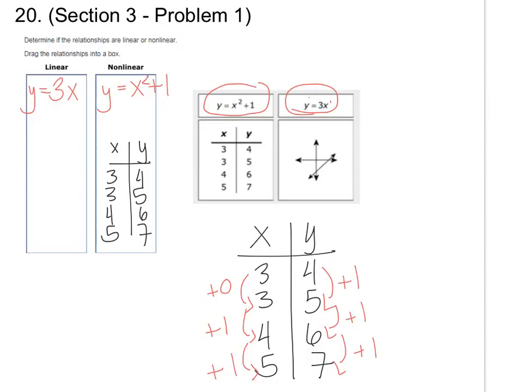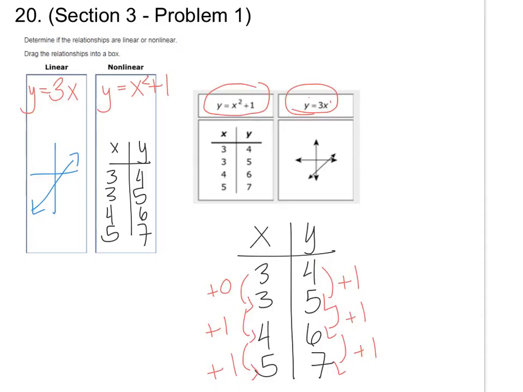And then if we look at the graph right here, a linear function, or linear relationship, would mean that it is a straight line. And the graph that they give us is a straight line, so you would put that over here in the linear. So a linear relationship would be a straight line.